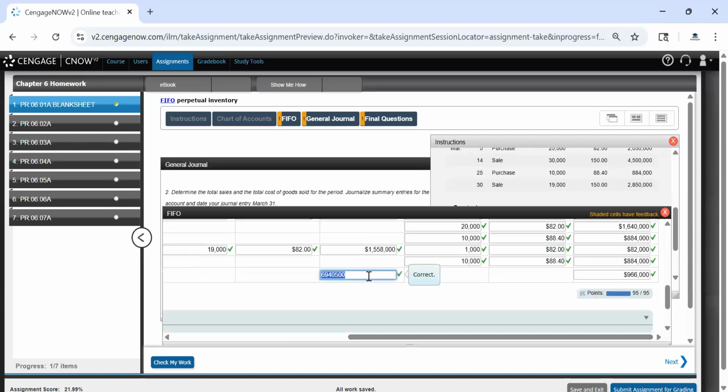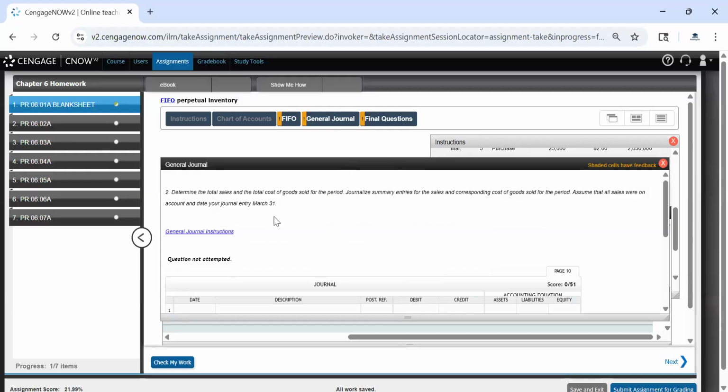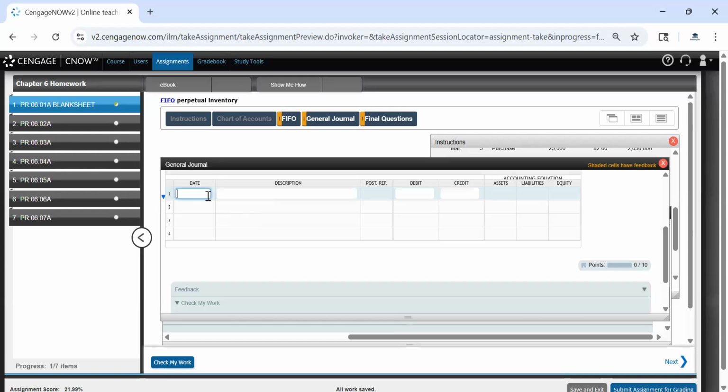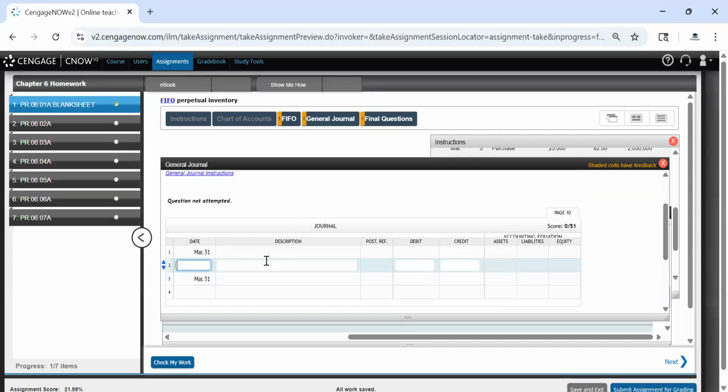But we're going to take this cost of goods sold amount, and this is going to be important for our journal entry. So our journal entry is to determine the total sales and total cost of goods sold for the period, journalize summary entries for the sales and corresponding cost of goods sold for the period. Assume that all sales were on account, date the journal entry March 31st. It's really important to read the instructions here. It says date your journal entry March 31st. So we're going to date both journal entries, because we're going to need two journal entries as of March 31st.